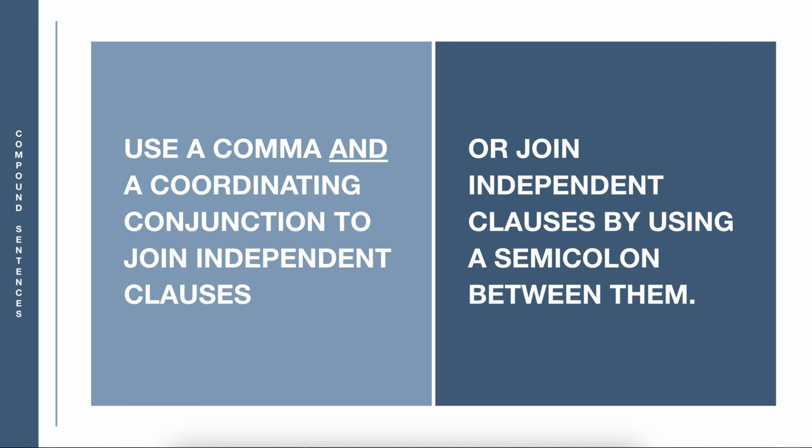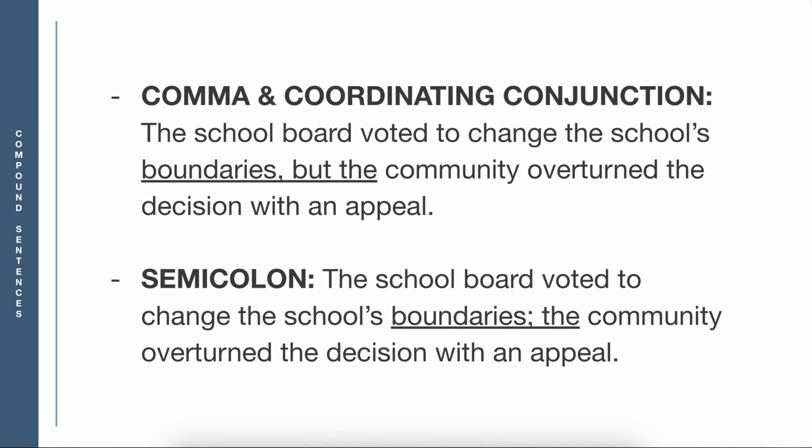Now let's look at a little bit more information here. Our top example is an example of two independent clauses that have been joined together with a comma and a coordinating conjunction. You can see it's the example we looked at before. We have "the school board voted to change the school's boundaries, comma, but the community overturned the decision with an appeal." "But" is a coordinating conjunction. We'll talk more about coordinating conjunctions in just a moment. The bottom example is the exact same sentence. It's the exact same compound sentence, but we've used a semicolon to join our independent clauses rather than a comma and a coordinating conjunction.